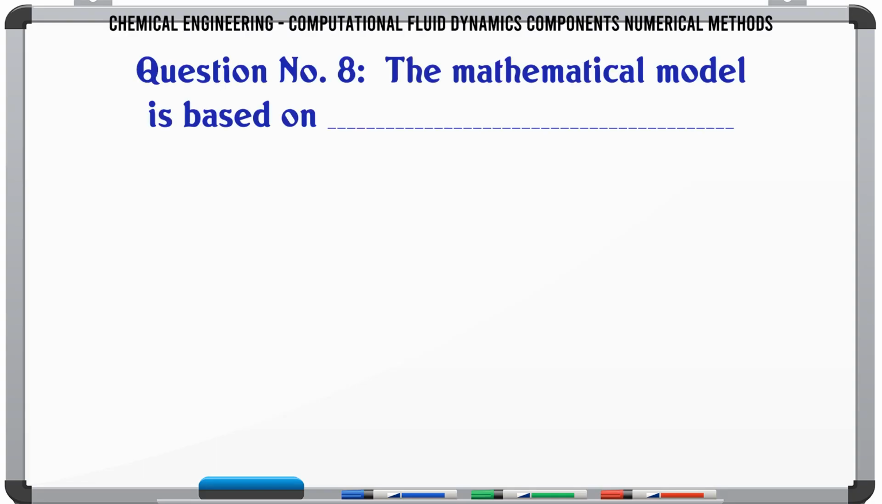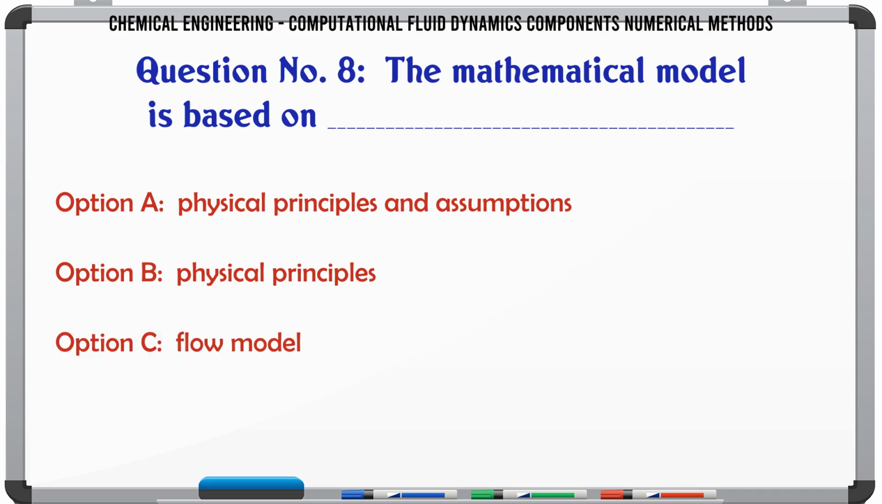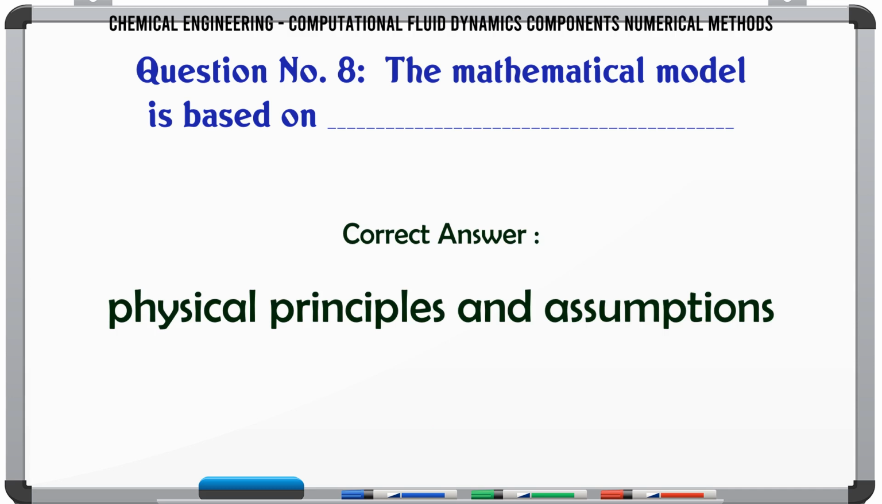The mathematical model is based on A. Physical principles and assumptions. B. Physical principles. C. Flow model. D. Flow model and assumptions. The correct answer is physical principles and assumptions.